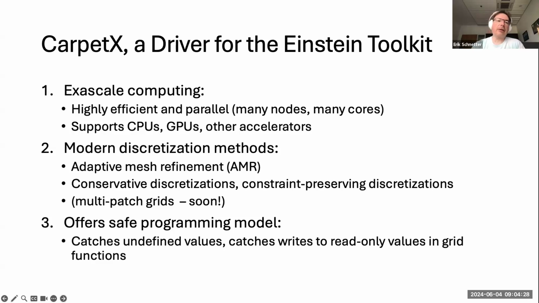In the second part of the talk, it's going to be a bit more about math, about applied numerical analysis, so to say. CarpetX supports some modern discretization methods. It definitely supports adaptive mesh refinement. Adaptive mesh refinement means that you have different resolutions in different regions of your domain. For example, if you have a shock front in a neutron star, you can put a higher resolution there.